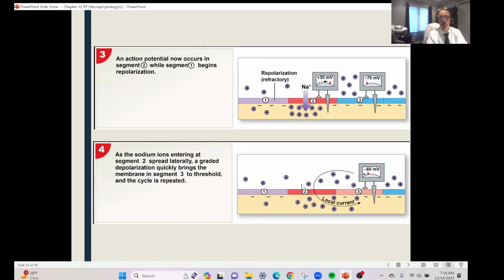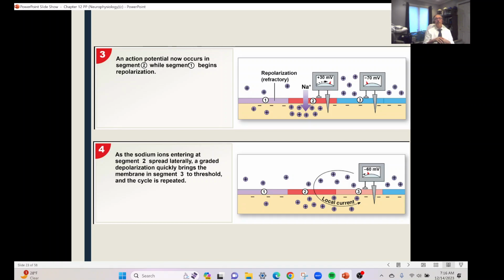And watch this. We go to the next picture, right? Now this sodium floods in, making the inside more positive, and we go all the way up to plus 30. So we've depolarized this section of the axon. Now these sodium ions flow laterally. You can see here from segment 2, they're going to flow laterally. And as the sodium comes over here, they're making the inside more positive. Once we get to threshold, the sodium is going to flood in and this cycle will repeat itself.